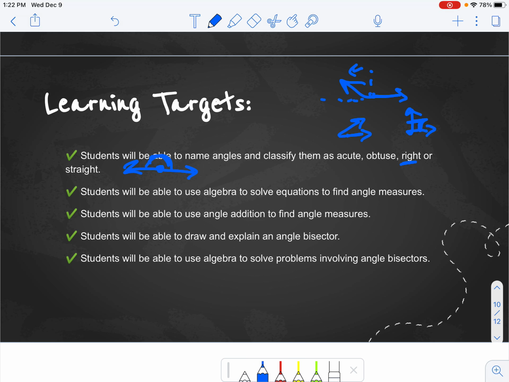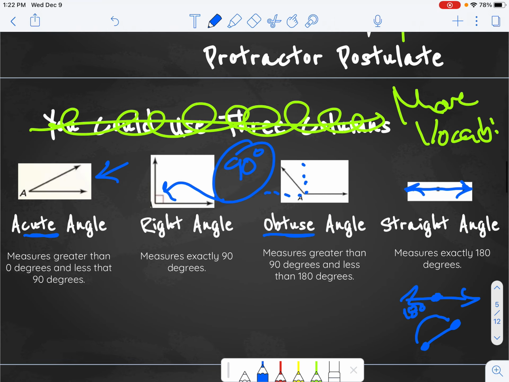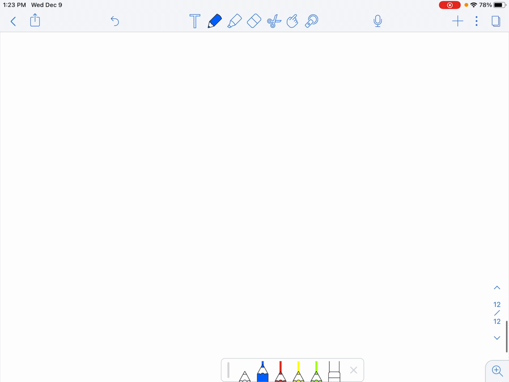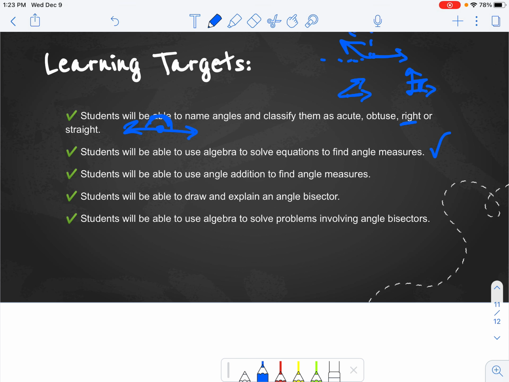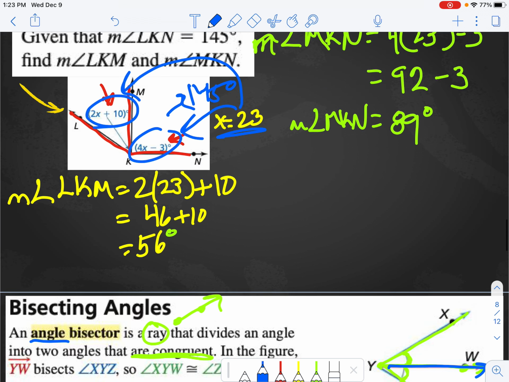Students will be able to use algebra to solve equations to find angle measures. Well, that's what we did here. We used algebra to add this side and this side together. Remember, we knew they equaled 145. We found out what x had to equal, and then we plugged our x back into each side so we could find each angle. So we nailed it.